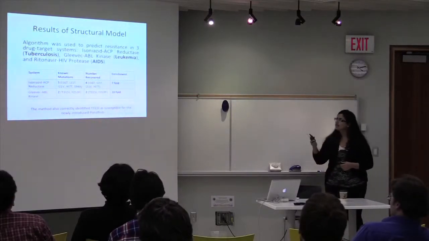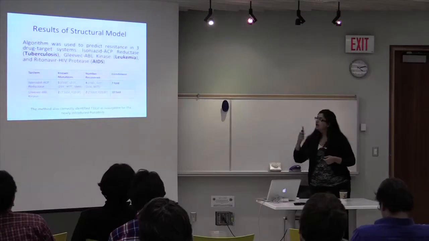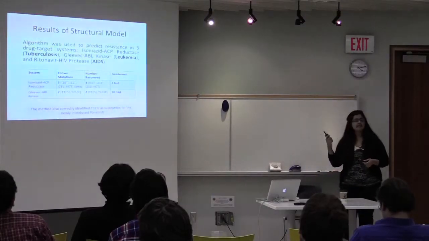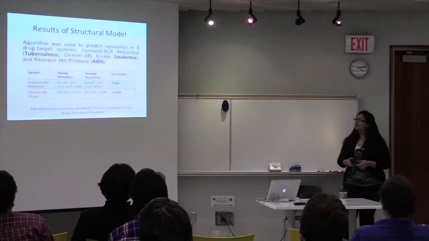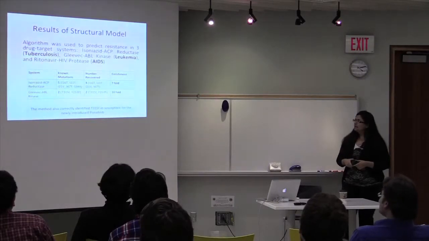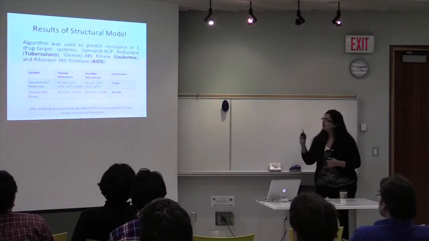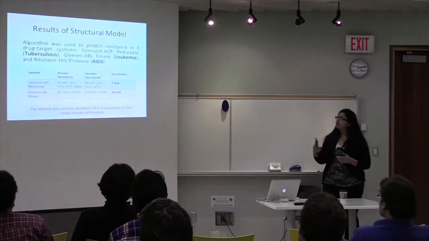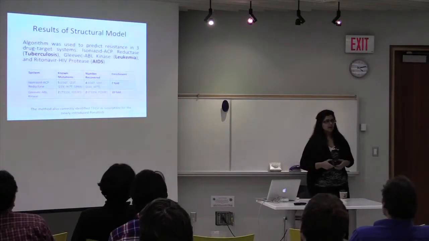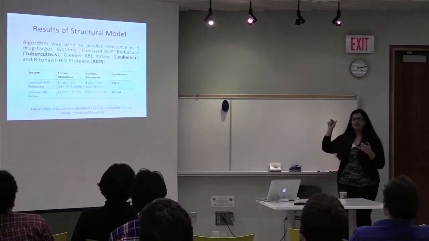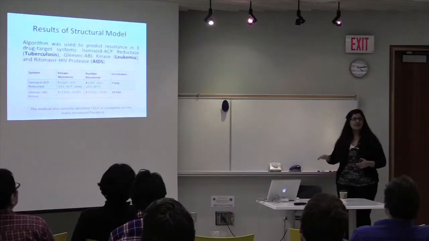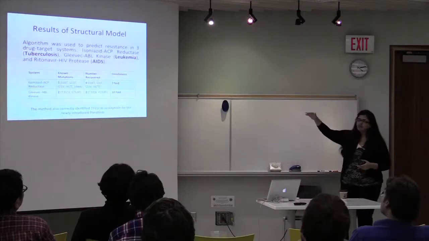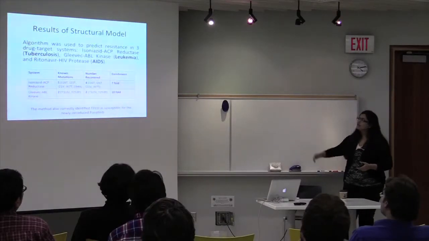There was isoniazid and ACP reductase, which is for tuberculosis. There was glycocanadial kinase, and there was ritonavir and HIV protease. What we find here is that for isoniazid, for instance, there are 5 well-known mutations, and 4 of them are actually recovered by our algorithm. I again want to remind you that the algorithm actually works without any knowledge of existing resistance, so it does not know that 5 exist out there.